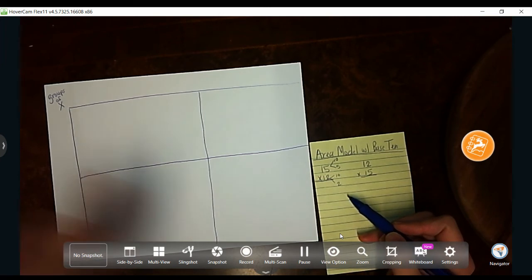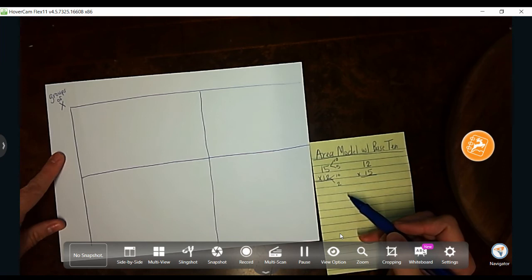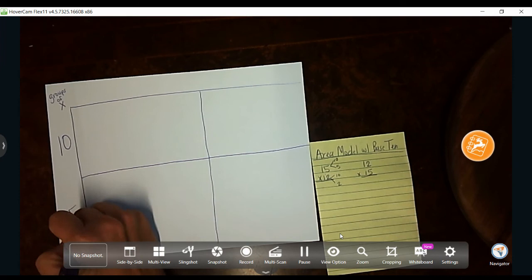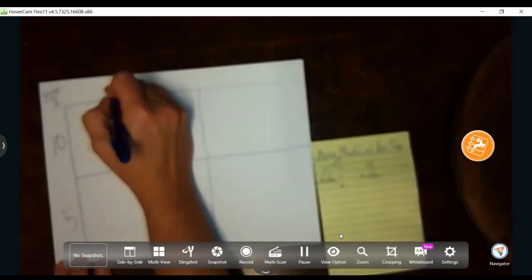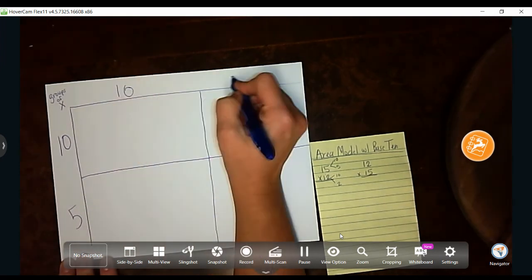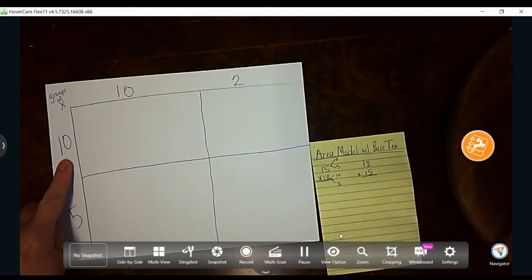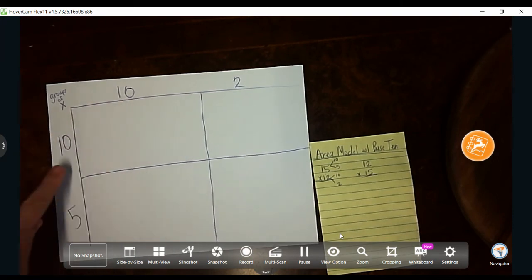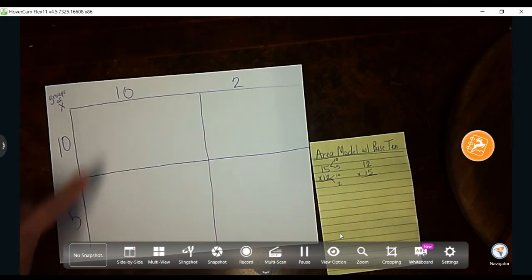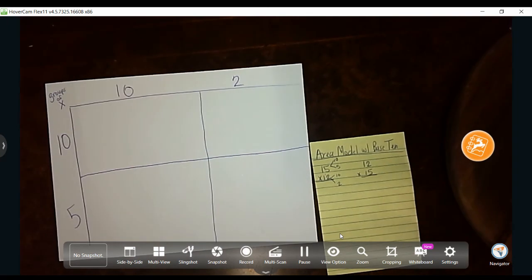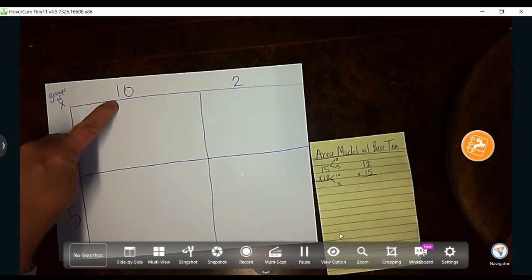Okay? So if I am using this area model, I can write here what I've just decomposed. I have 10 and 5, and I have 10 and 2. Okay? So when I start multiplying, I am going to multiply this 10 times this 10, the 10 times the 2, the 5 times the 10, and the 5 times the 2. Okay? So let's start. If I have 10 groups of 10, what will that be?